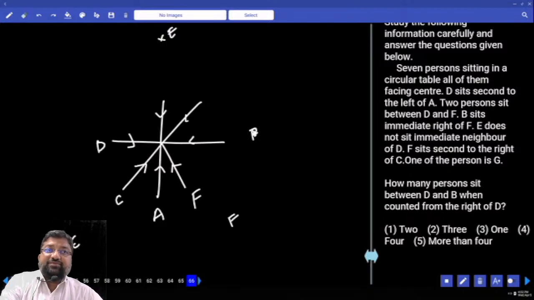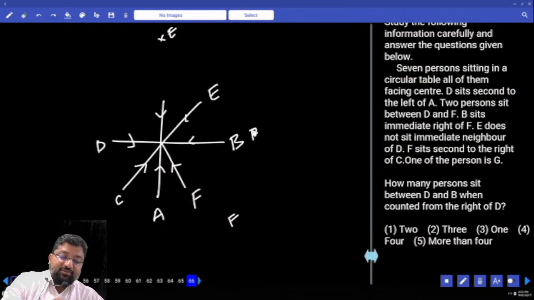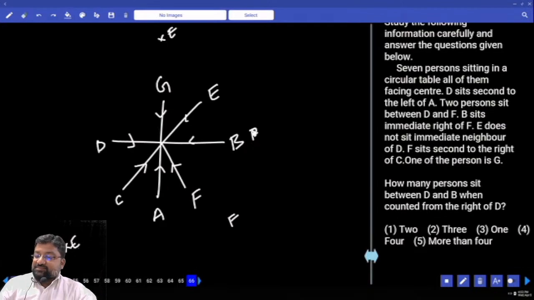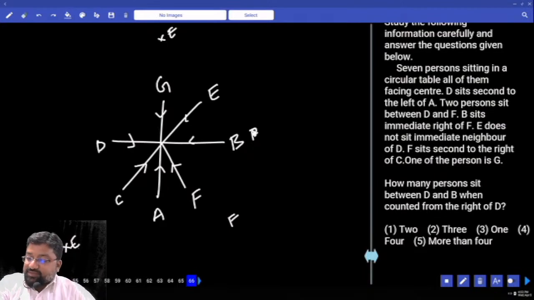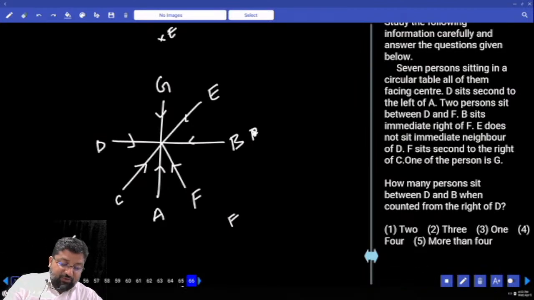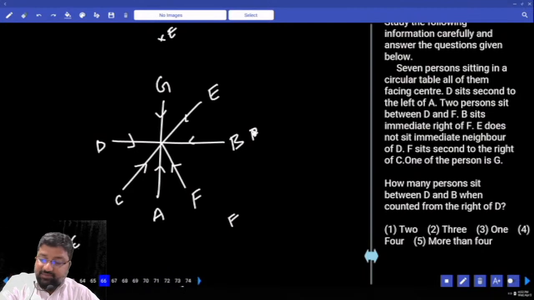There was one point before which says B sits to the immediate right of F. E is not an immediate neighbor of D. A, B, C, D, E, F, G is missing. This is G. One of the persons is G. Done? Is this clear? Simple and easy, and we have solved it in no time. Small questions, please don't go for multiple possibilities.